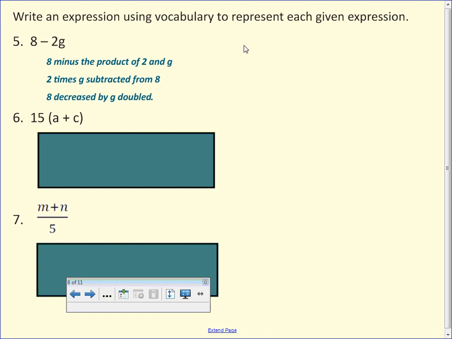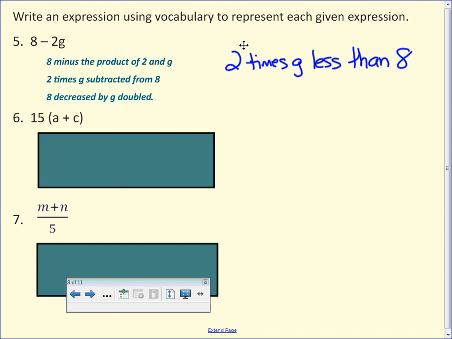I'm glad you asked. Nope, 8 less than 2 minus g, 2g, and then 8 less than that would mean that. You would have to say 2g less than 8. 2g less than 8. So be careful with the subtraction ones. 2 times g less than 8 would be the correct way to write it if you were going to say less than.